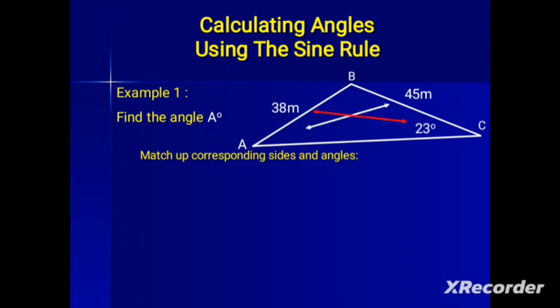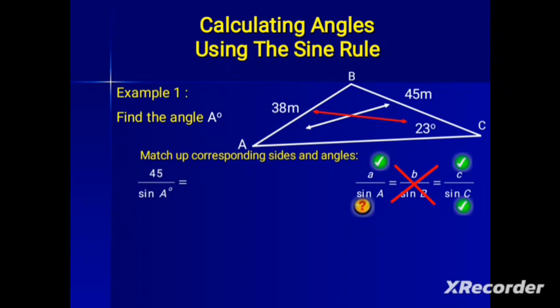So, substituting into the formula, we only substitute depending on the information provided. As you can see, we have been given the side corresponding to the angle at A. Another piece of information given is on the side C, corresponding to the angle at C. And therefore, no information is given on B and its corresponding angle. Therefore, 45 over sine of A degrees is equal to 38 over sine 23 degrees.